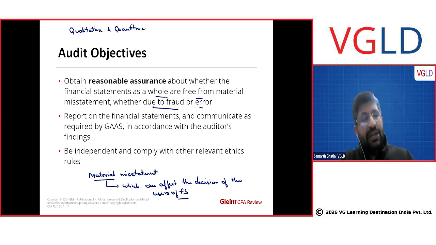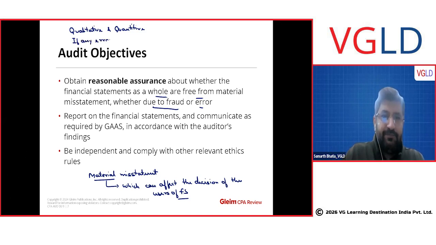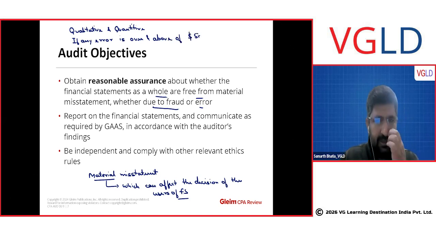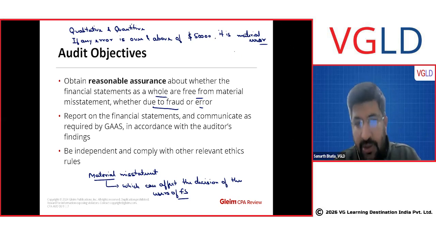Whether an item is material or not is most probably decided by an auditor. For example, if any error is over and above $50,000, then it is a material error. So we just fix a threshold, and according to the threshold limit, we specify whether the error is material or immaterial.